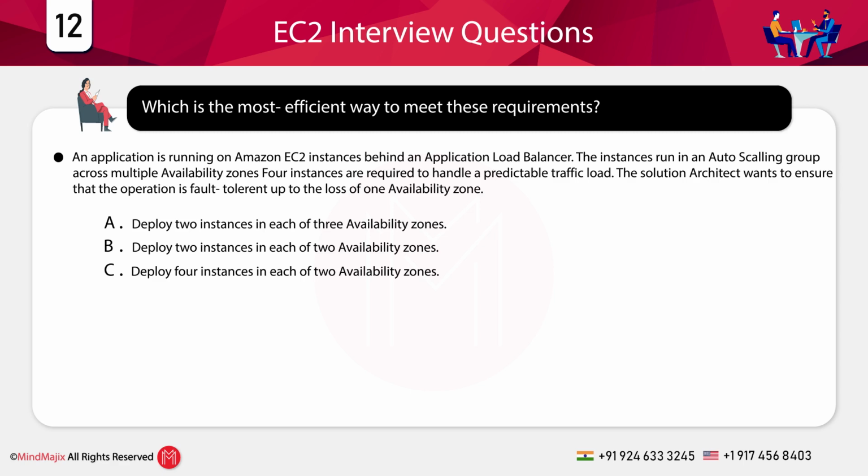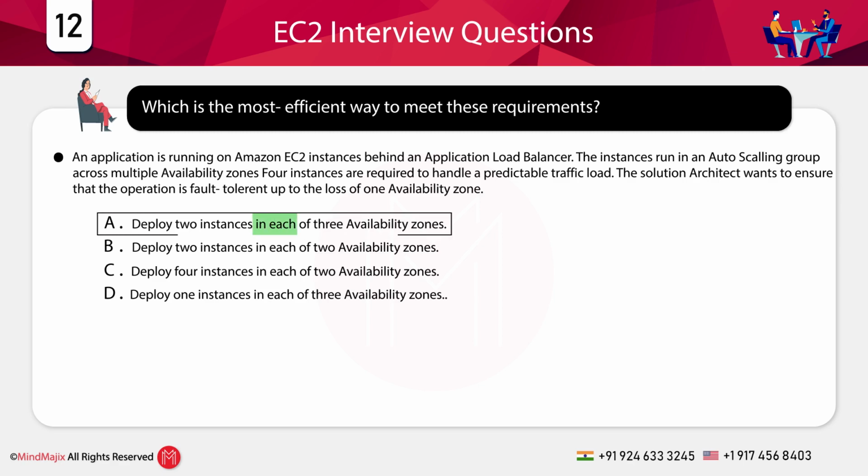We'll talk about this again. Deploy 1 instance in each of 3 availability zones. Not at all, it's eliminated. So here A and C both are meeting my requirement, but if we use A and C, we have to choose the cost efficient way. Suppose the availability zone has not failed, how many instances are running? 6 instances. If the availability zone has not failed, how many instances are running? 8 instances. So which one is cost effective? A is cost effective. So in that way you have to think.